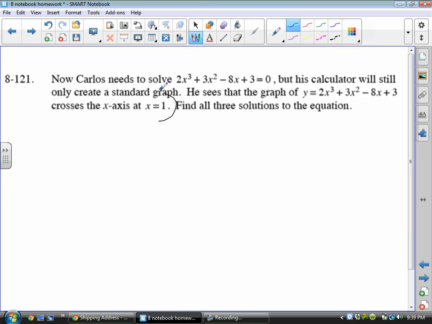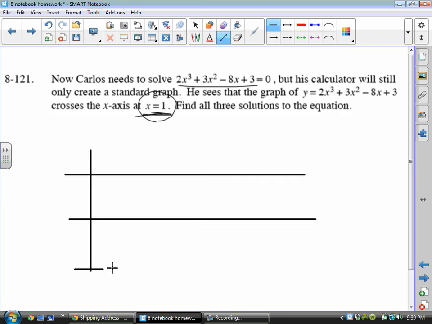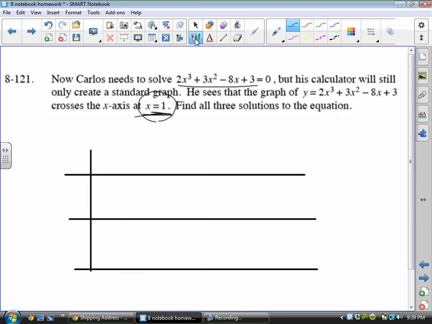Well, here's already one solution right here. What we need to do is find the other two, and we're going to do that by dividing our whole big equation by a factor that would represent that x-intercept. So I'm going to do our rectangle stuff, not really just a rectangle, but like a grid kind of setup.